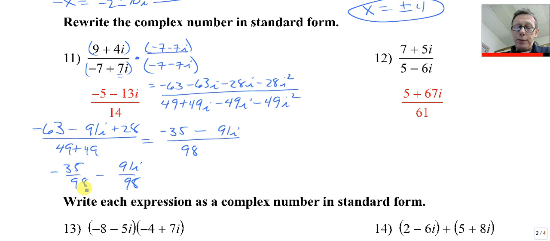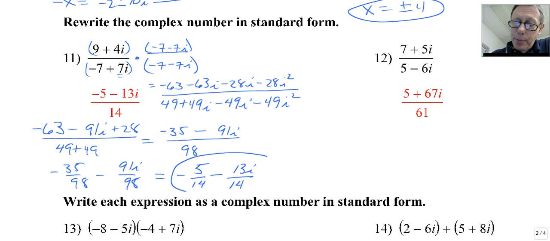And a 7 will divide into those. If I divide the first part by 7 and simplify it, that's going to be a minus 5 over 14, minus, dividing 7 into 91, I get 13i, and dividing 7 into 98, I get 14. Okay, let's do the next one.